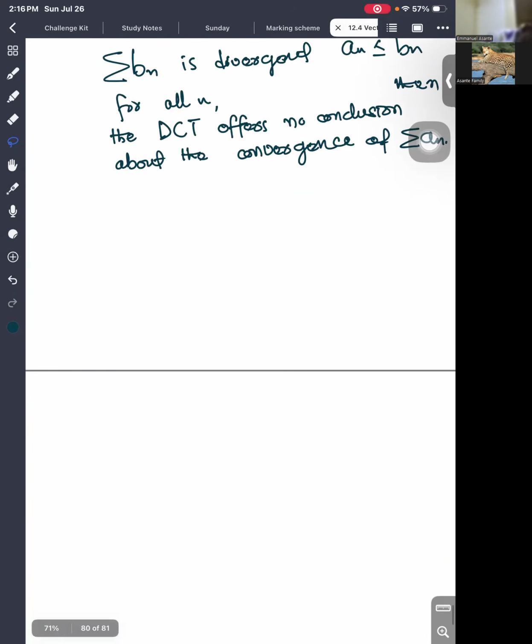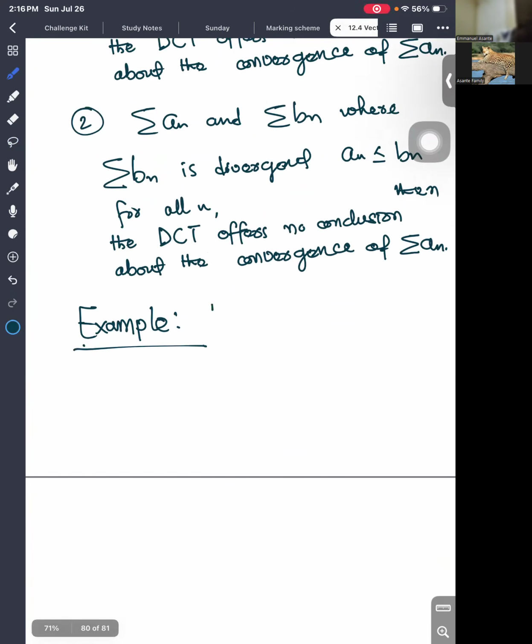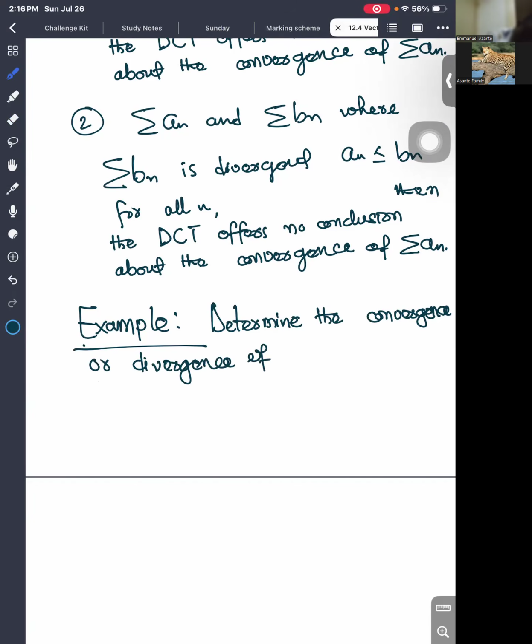So as promised, let's look at an example. In that example, you are supposed to determine the convergence or divergence of this series: the sum from n equals 1 to infinity of 5 over 2n squared plus 4n plus 3.